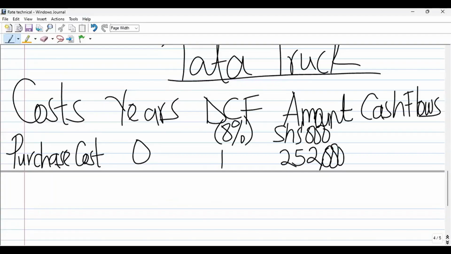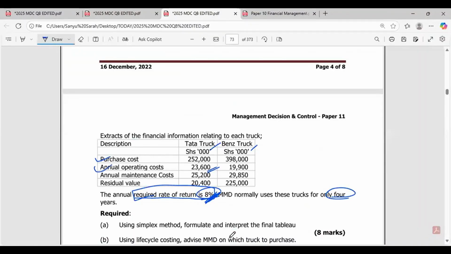So meaning that the cash flows here, we are going to show 252,000 times the discounting factor you've got. So still we have 252,000. So that one does not change. So we go to the next expense. The next expense here is annual operating costs.